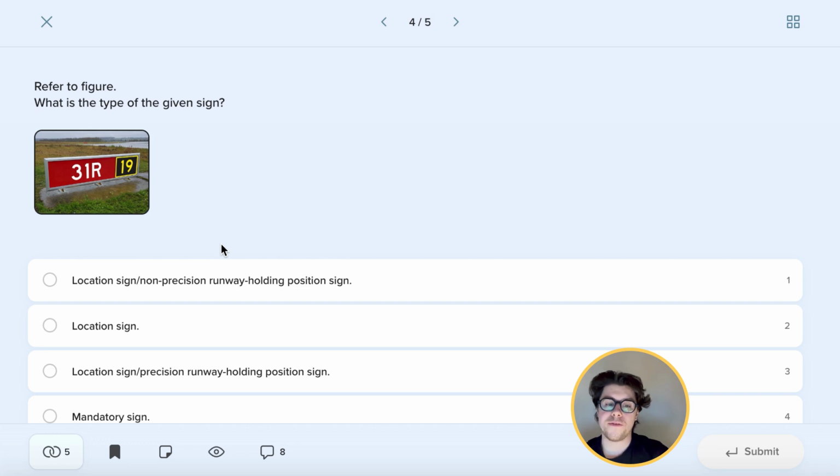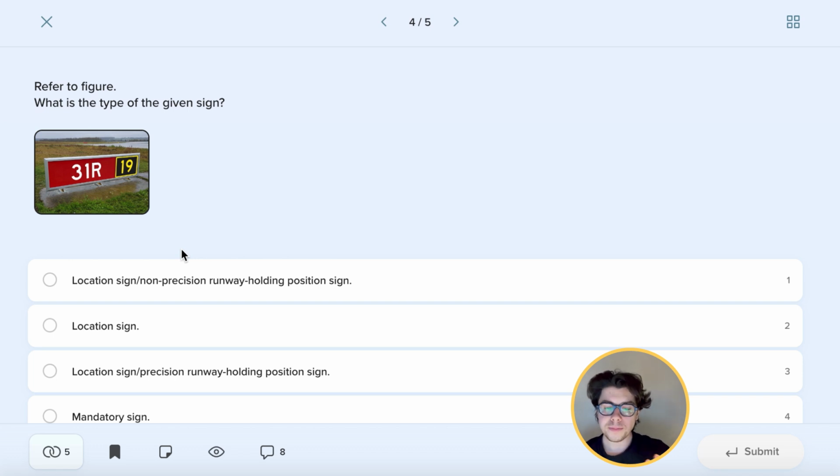Now for question number 4, what is the type of the sign given here? So of course, remember that yellow on black where I'm at, meaning these signs with black background and yellow numbers, these are location signs, where I'm at. And then also we have a runway designation sign. So in this case, we are approaching the holding point for runway 31 right. So of course, this will be a location sign and a runway holding position sign.